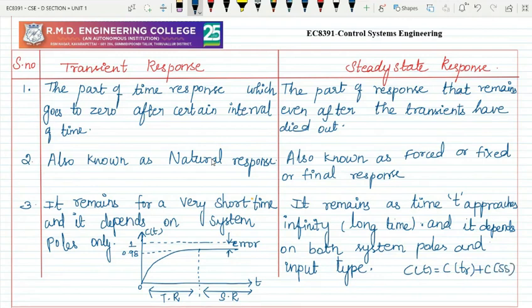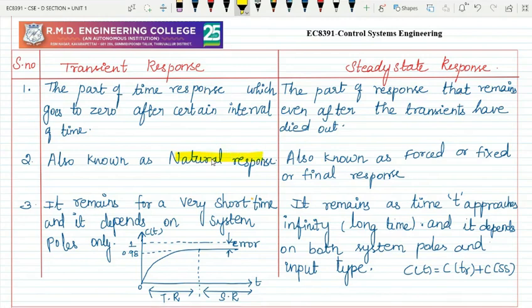What is actually a transient response? It remains for a very short time. Your output will fluctuate. That is, it can produce an unstable output. And it is also known as the natural response.